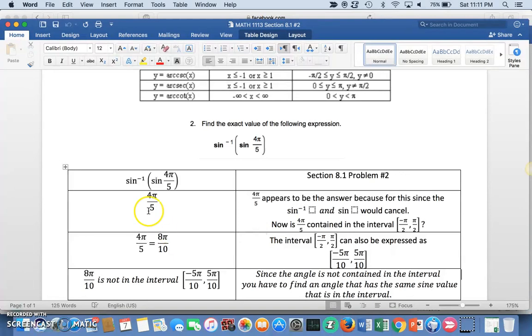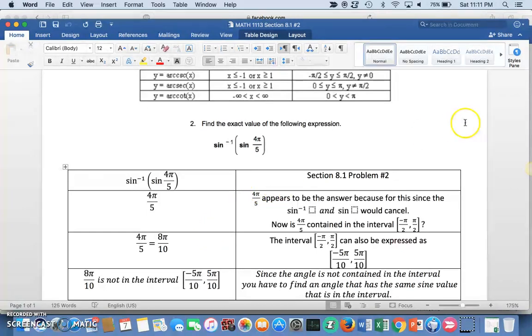Well, let's kind of get that to a common denominator. We can change 4 pi over 5 and the pi over 2's both to a denominator of 10. So 4 pi over 5 is the same thing as 8 pi over 10, and the interval then would be negative 5 pi over 10 to positive 5 pi over 10. 8 pi over 10 does not fall there. 4/5 pi is going to be located in the second quadrant.